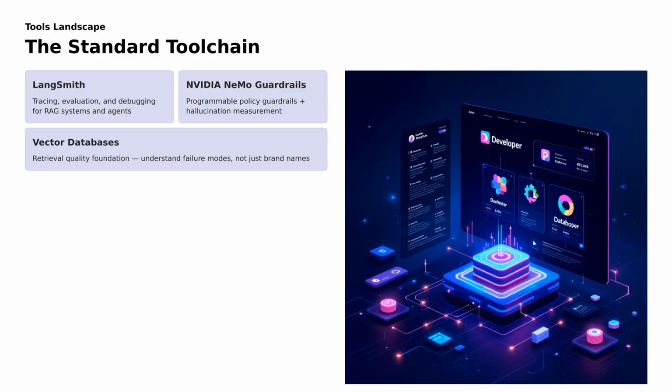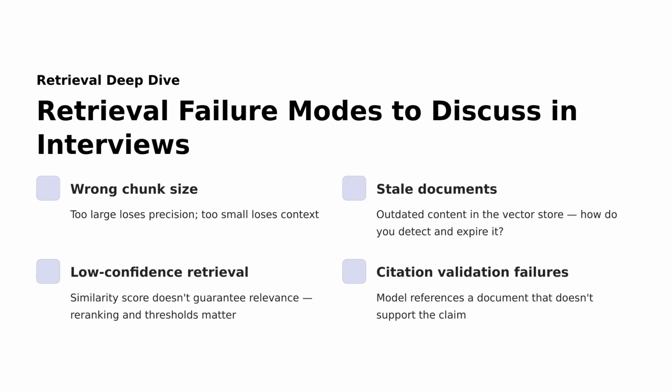Here's the tools landscape we're using as the standard toolchain. Langsmith helps with tracing, evaluation, and debugging, especially for RAG systems and agents, so we can see what the system is actually doing. NVIDIA NeMo Guardrails adds programmable policy controls and helps measure hallucinations. And vector databases are the foundation for retrieval quality. It's important to understand their failure modes, not just compare vendor names.